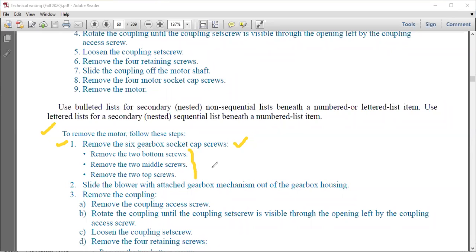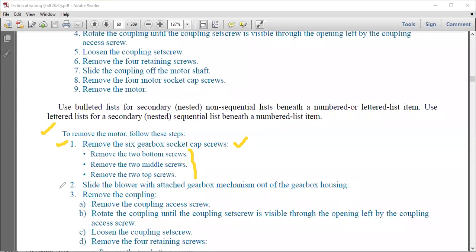So if they are non-sequential, you have to use bullets for that, right? Either you remove the two top screws first, or the two middle screws, and then the two bottom screws; it hardly matters. There is no sequence involved here, so these are non-sequential items.